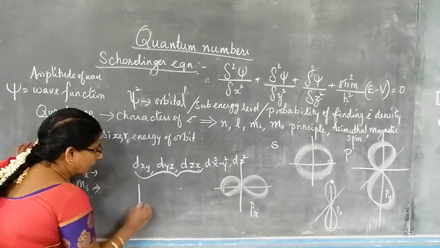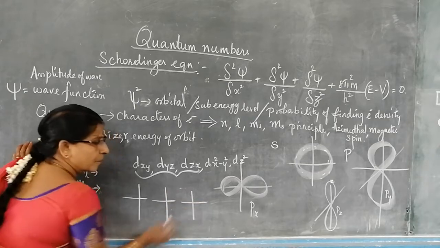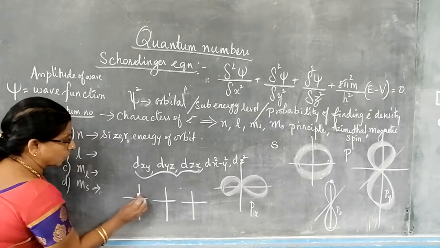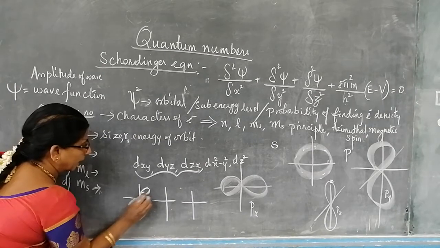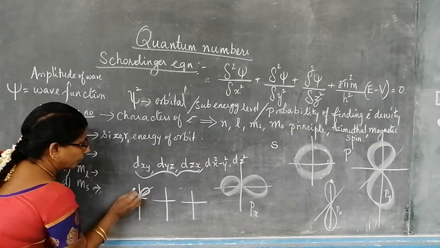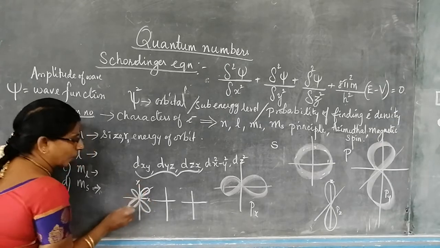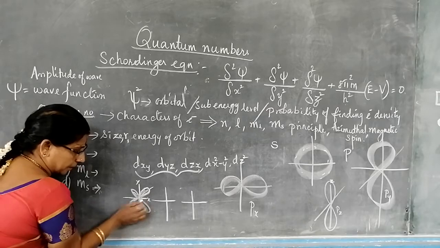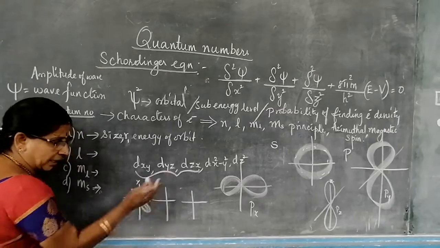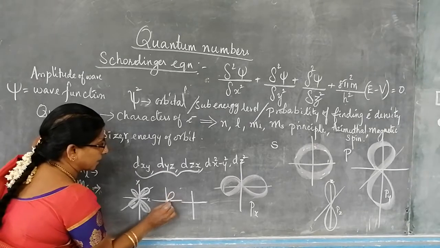These 3 will come in between the axes. Now I am going to draw dxy. See here, this is the y axis, so the electron density is spreading like that. How will you draw dyz? It is also in between the axes.